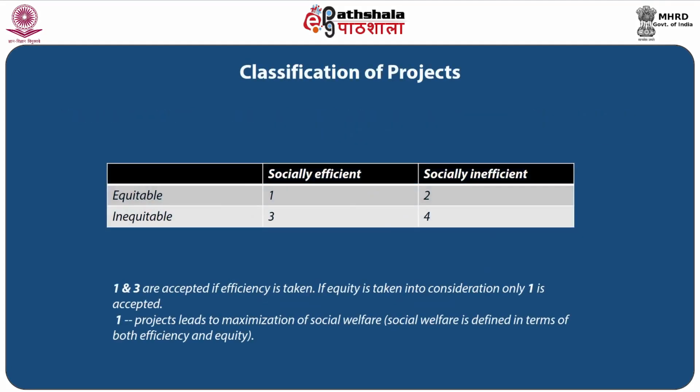Classification of projects. Projects can be classified into 4 categories based on both efficiency and equity. 1 and 3 are accepted if efficiency is taken into consideration. If equity is taken into consideration, only 1 is accepted. The whole diagram is shown in the figure.